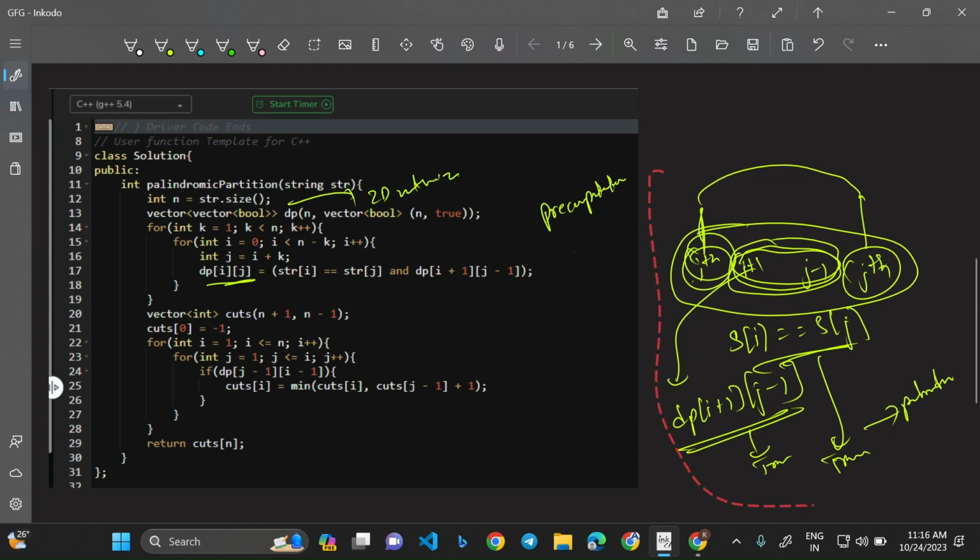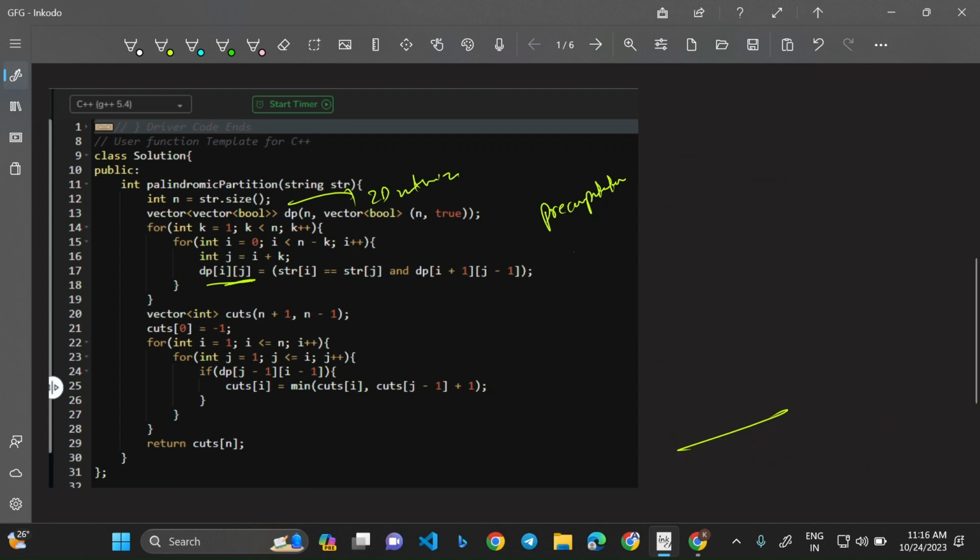All right, so that is basic common sense, nothing very tough here. That is what we are doing, and we are pre-computing it. Now coming to the same thing, we are checking, for example, dp of j minus 1, i minus 1, where j minus 1 indicates the starting point and i minus 1 indicates the end point.